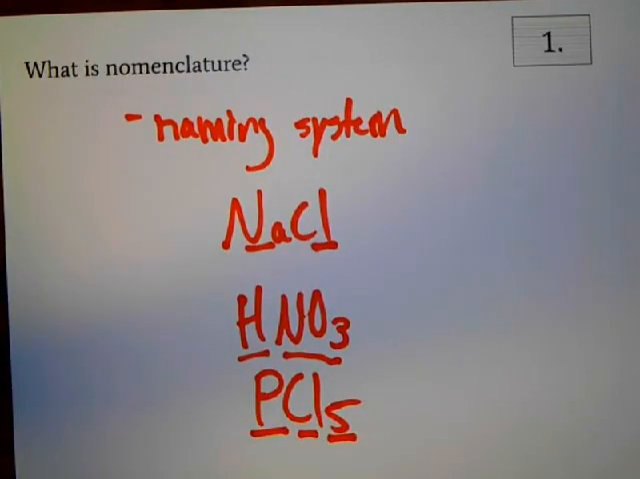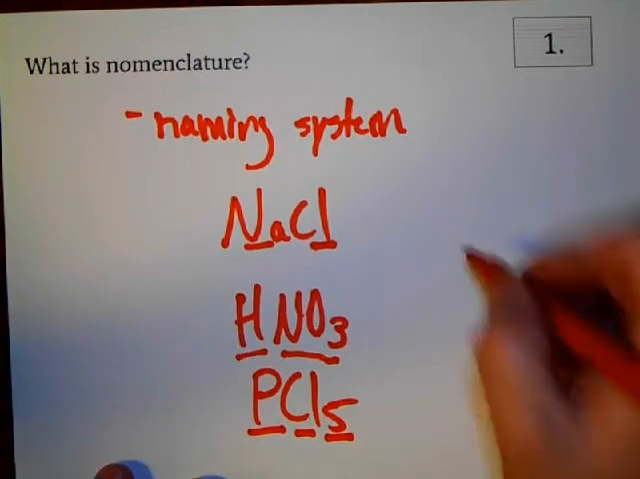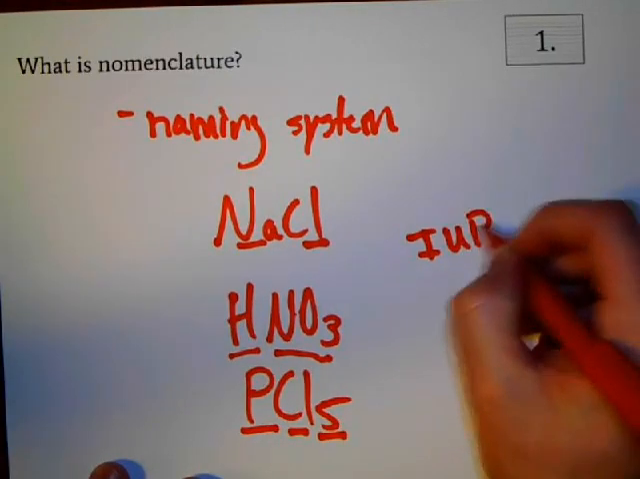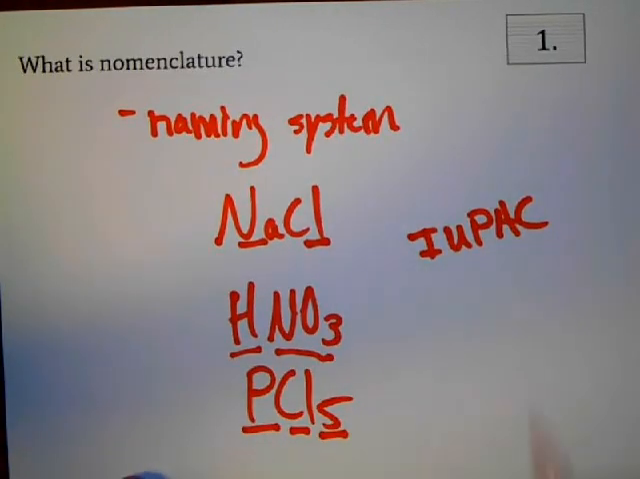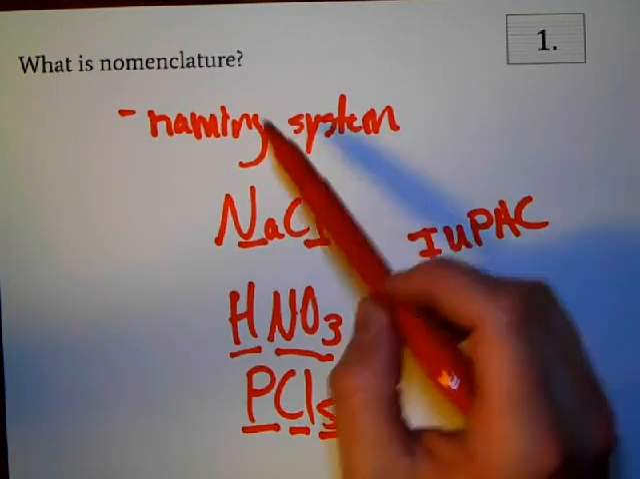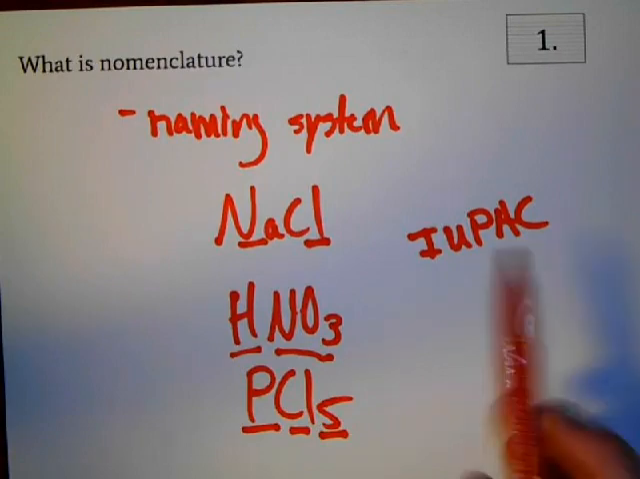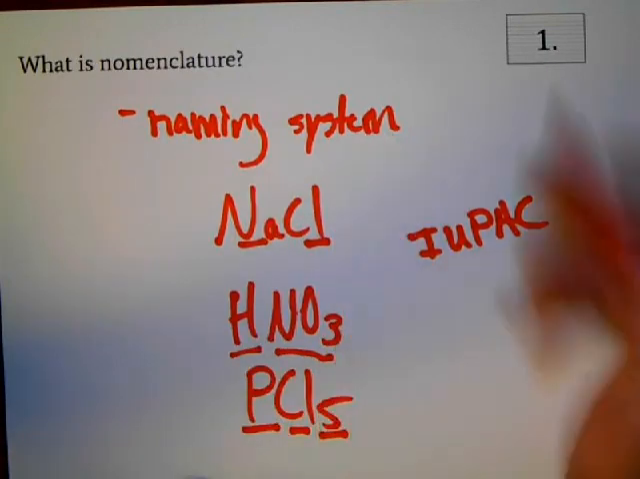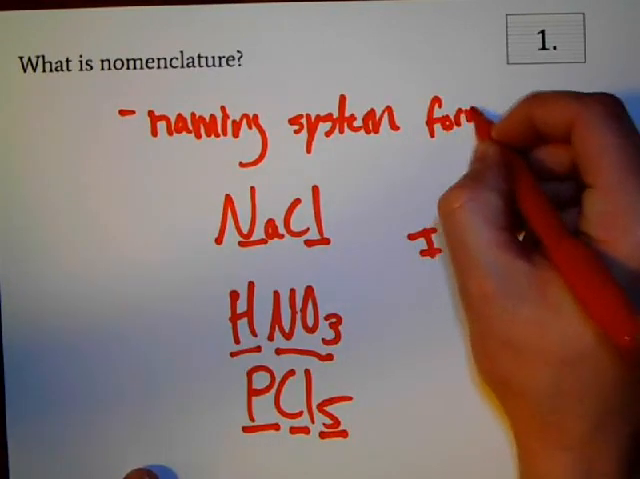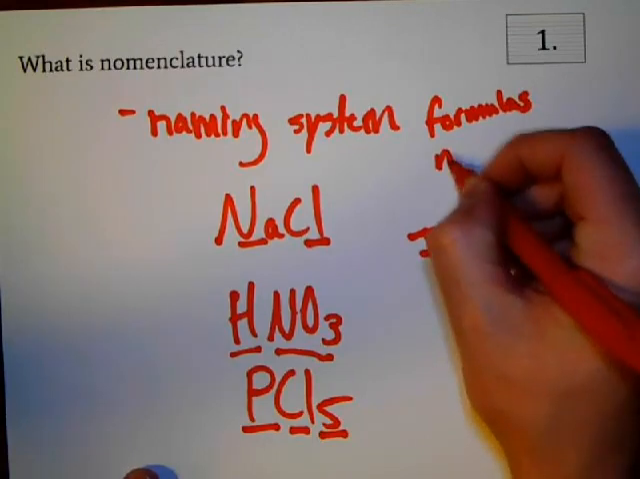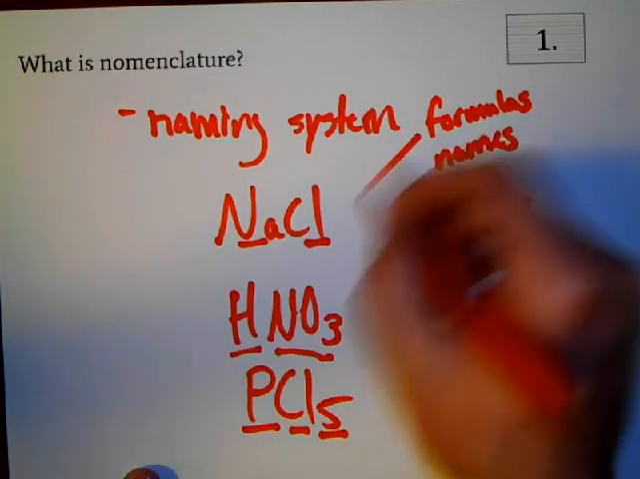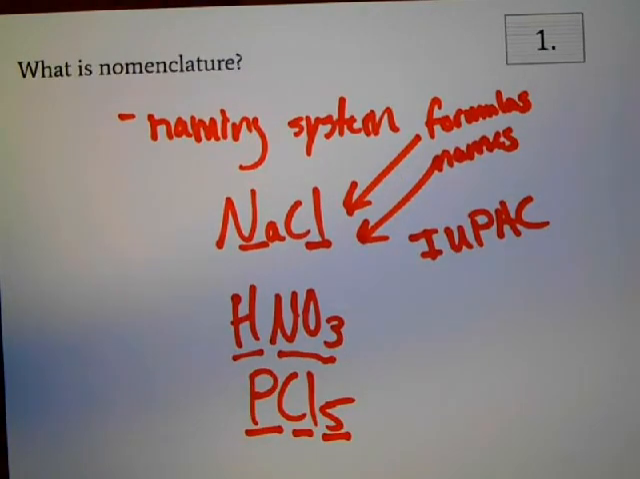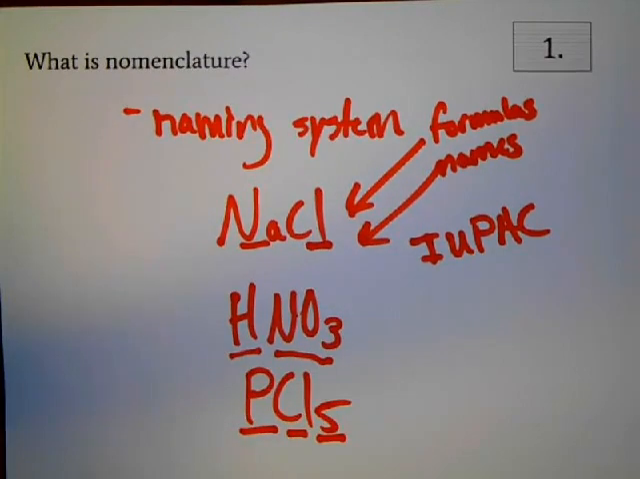So very similar. There's a bunch of different rules. These are three different examples, but all it is, there's this governing body over all of chemistry called IUPAC, and they are the ones who essentially vote on and determine what the rules are for our naming system. So it's a naming system for naming formulas and names. So we can either get a formula or we can get a name based on this nomenclature system.